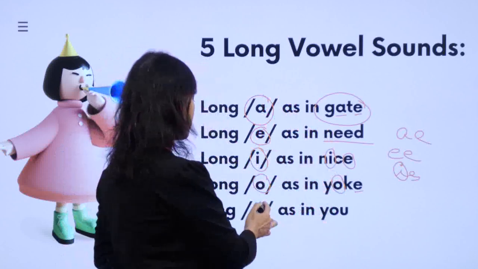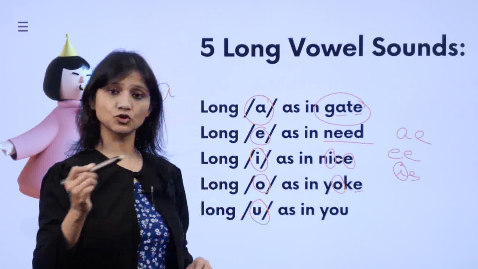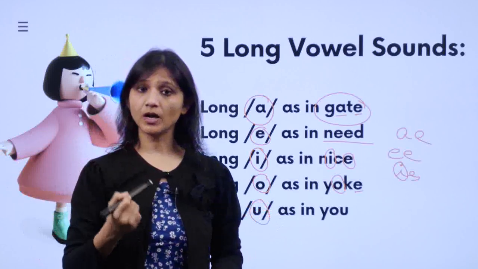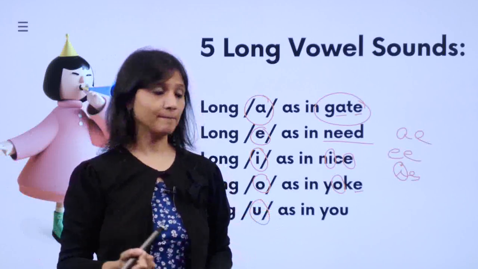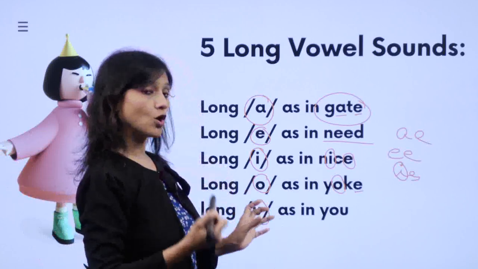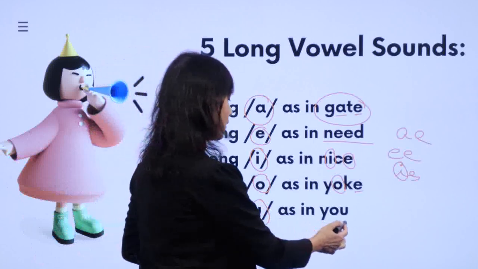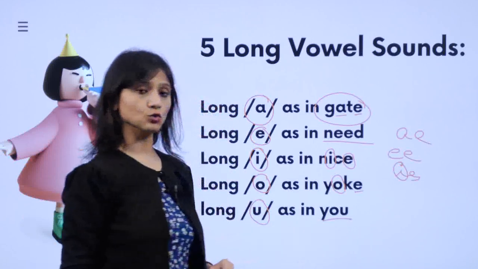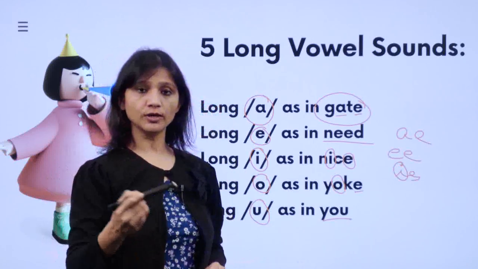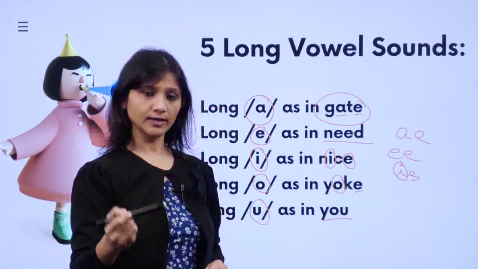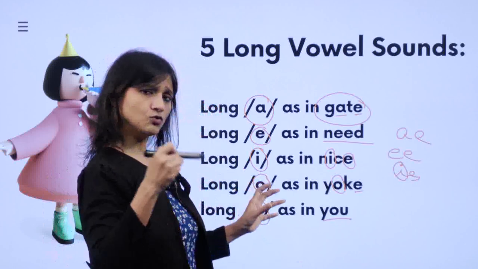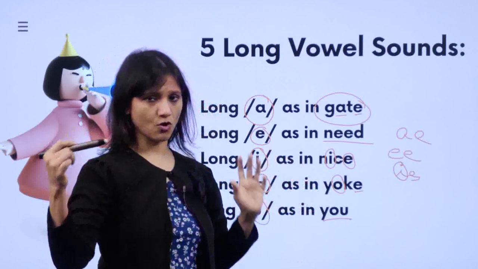And then finally, the long sound of U. What did we see? The short sound or the phonic sound of U? A, umbrella. Okay. But now we are going to see the long sound of U. As in U, Y-O-U, U. Okay. Unicorn, U. All right. So U can have two kinds of sounds, long and short.